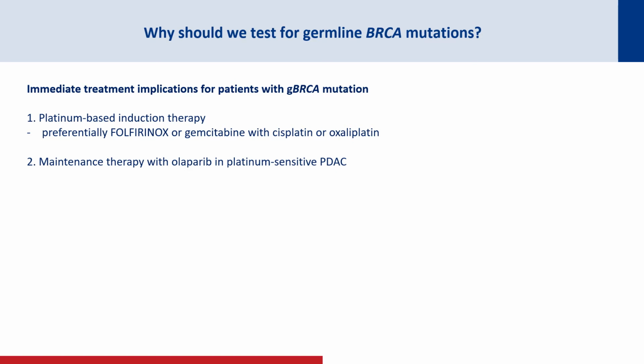For proven germline BRCA mutations, guidelines recommend a platinum-based induction therapy, preferentially with FOLFIRINOX or gemcitabine with cisplatin or oxaliplatin, and a maintenance therapy with a PARP inhibitor, olaparib, in platinum-sensitive PDAC.